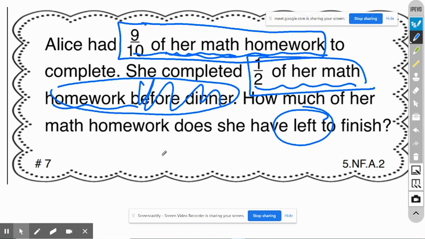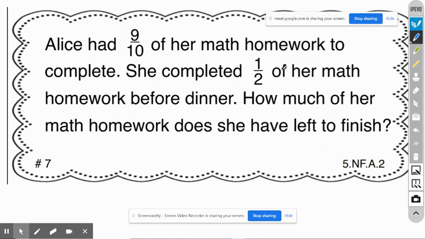I'm going to challenge you. What would I write here instead? Instead of saying half of her math homework, what would I write instead if I wanted you to multiply? I would not say half of her math homework. No, I'm not talking about substituting this. I'm just talking about the wording.